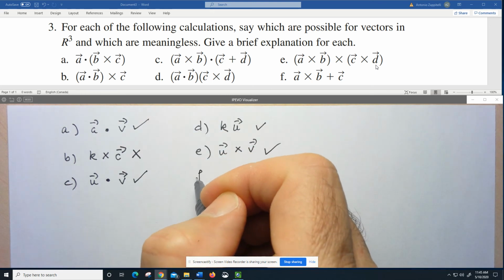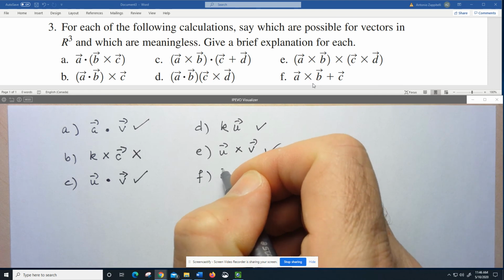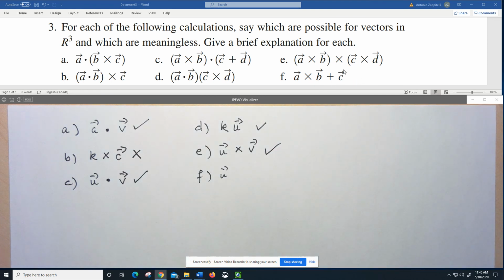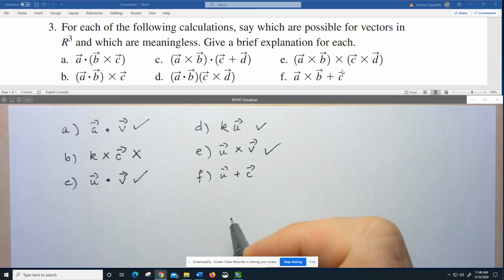And let's look finally at F. Okay, here I see that I've got no brackets, but I don't think you should be too surprised that we're going to follow the same order as we did previously. Okay, we're going to do the product first. Okay, so A cross B gives me a vector, and then I'm adding that to another vector, so plus vector C, and of course I am able to add two vectors. All right, so in this case here, all but B was a reasonable set of operations to take.